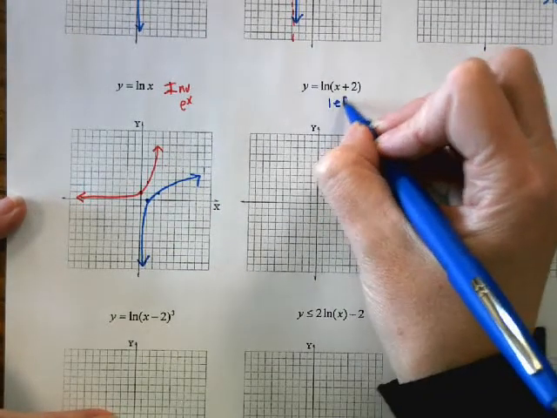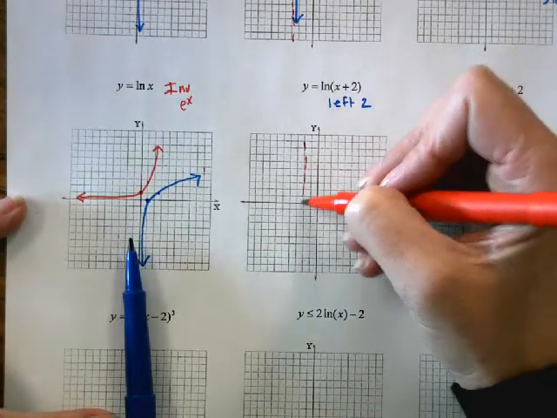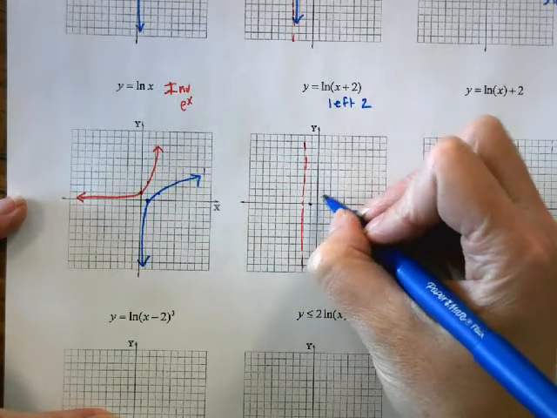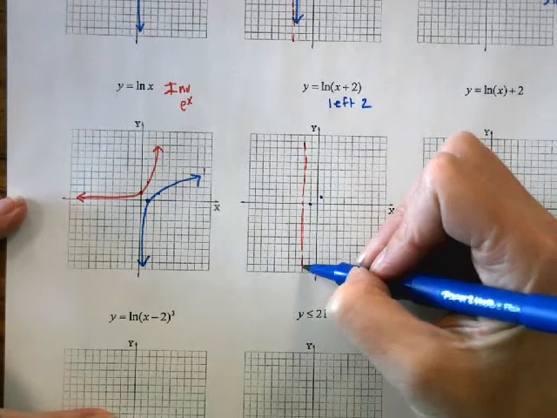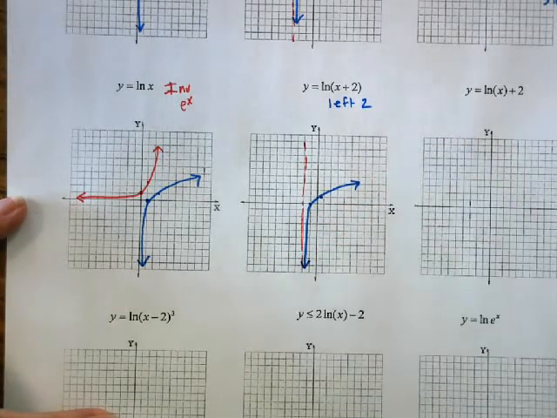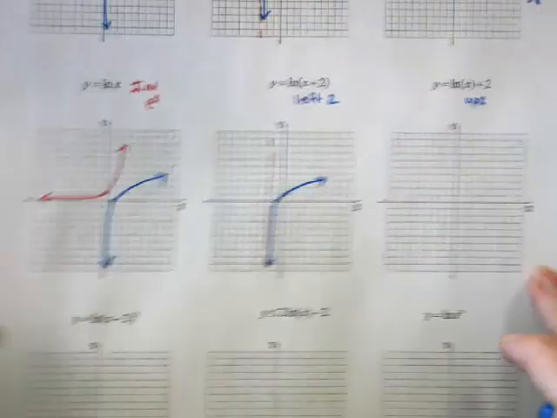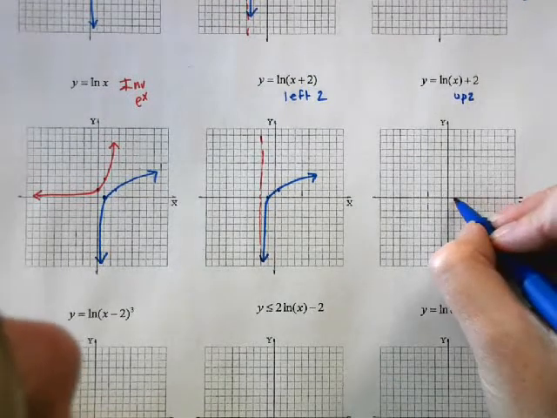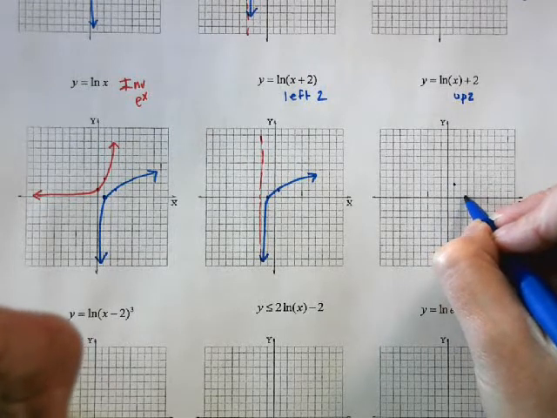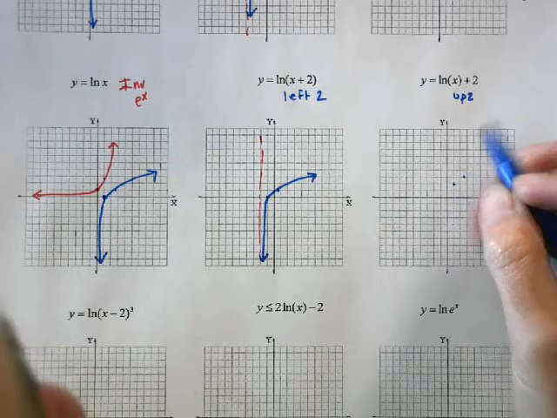This one's going to be moved left 2. So I'll just create a new vertical asymptote at -2 and graph my 2 points. This one's going to be moved up 2. So we're just going to take the point that would be at 1, 0. It's going to be up at 2. The point that would be at e, 1 is going to be at e, up here at 3.